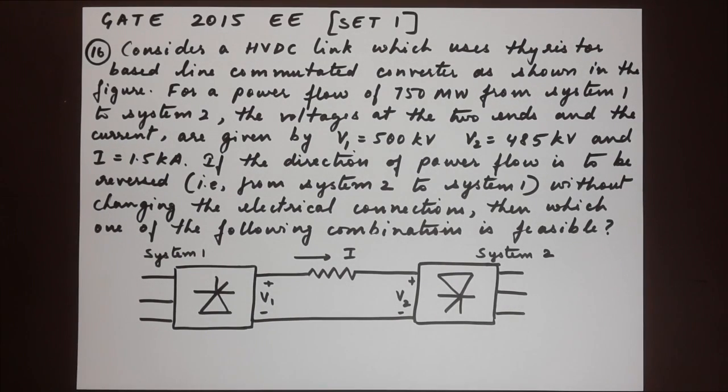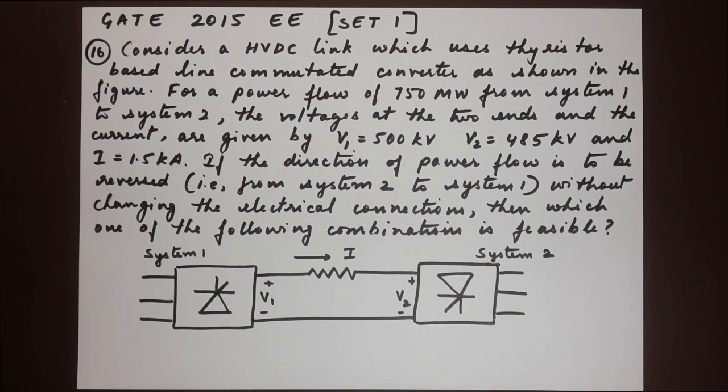Here's the next question, number 16. Consider a HVDC link which uses a thyristor-based line commutated converter as shown in the figure. For a power flow of 750 megawatts from system 1 to system 2, the voltages at the two ends and the current are given by V1 is 500 kilovolts, V2 is 485 kilovolts, and current I is 1.5 kiloamps.